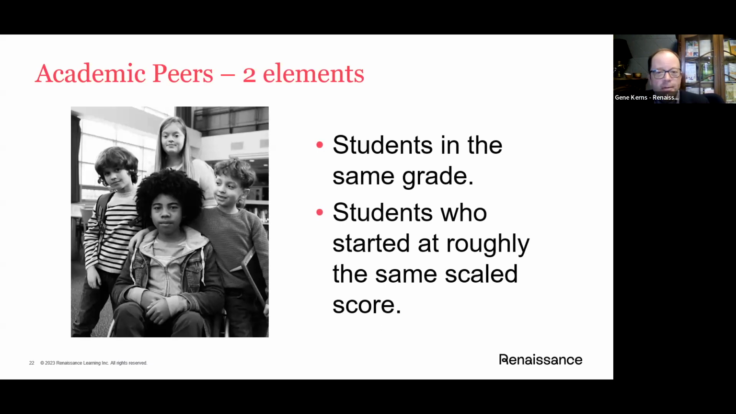Because if you've ever taught, for example, honors kids, you know it's really hard to keep them up there. It's hard to get that growth out of them. Also, sometimes kids that are down in the very bottom, it's hard to move them. Comparing your students to other students who started out at roughly the same point as they did and who are in the same grade level gives you a lot of reference.